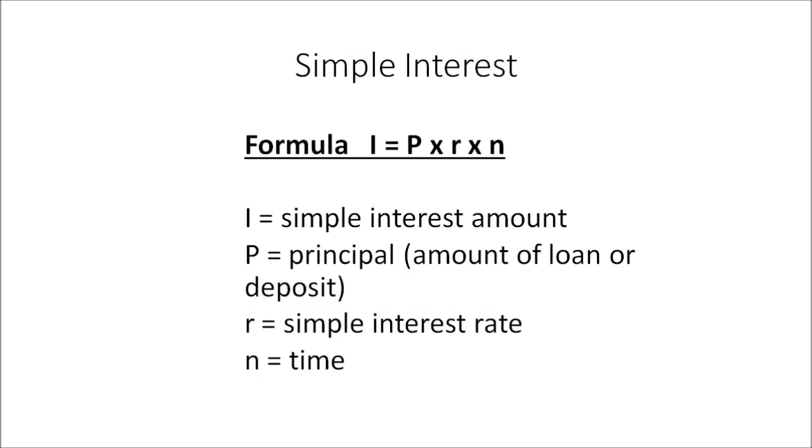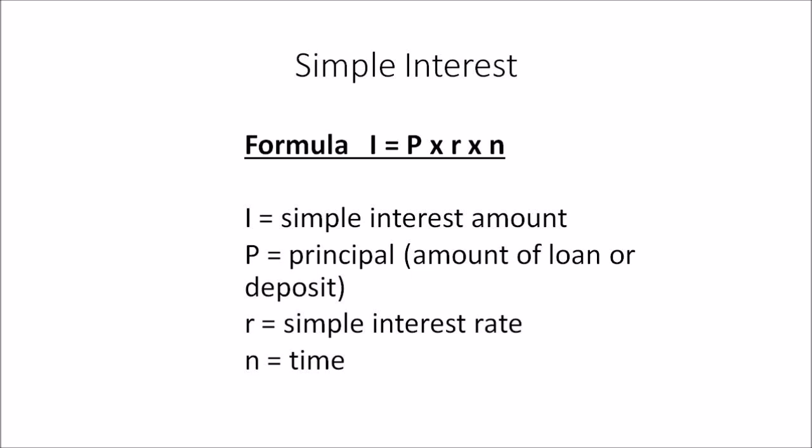Hello everyone, in this video I'll show you how to calculate simple interest using the formula I is equal to P times R times N, where I stands for simple interest amount, P stands for principal or the amount of loan or deposit taken out initially, rate is represented by the letter R, and N stands for time or the period of the loan, right?